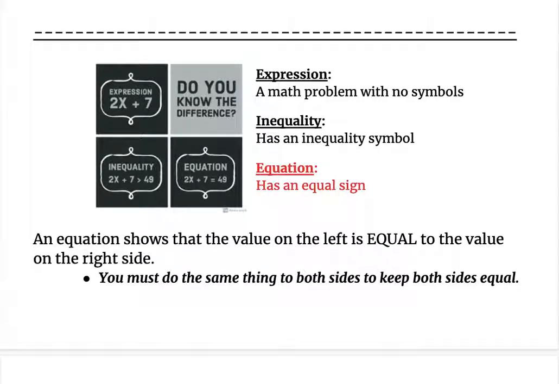An equation shows that the values on the left-hand side are equal to the values on the right-hand side. So I usually like to think about those values on a scale because a scale has to keep things equal. So if you're going to do something to one side, you have to do it to the other side because you want to keep that scale balanced. You want to keep both sides equal. Be sure to jot that down in your notes before you continue on.